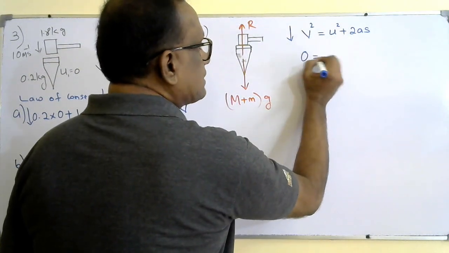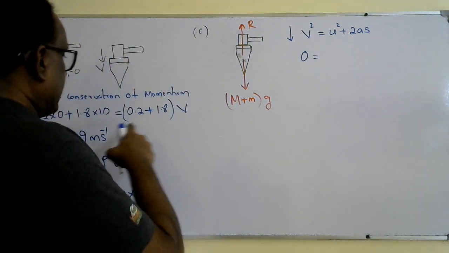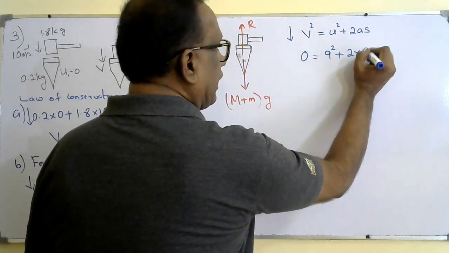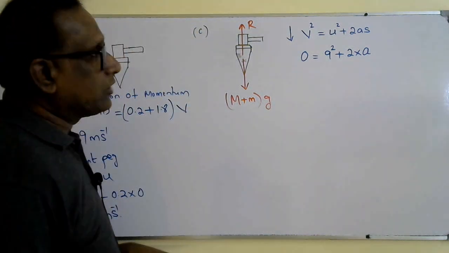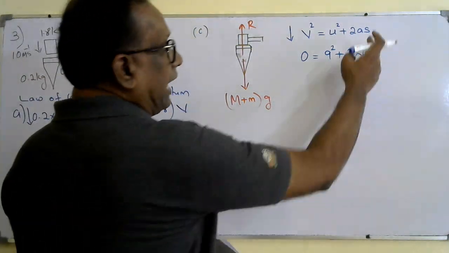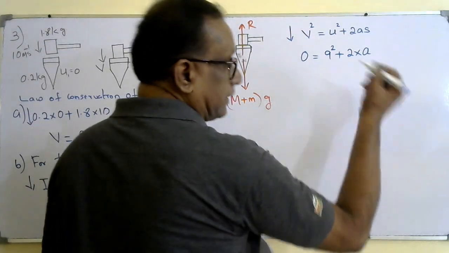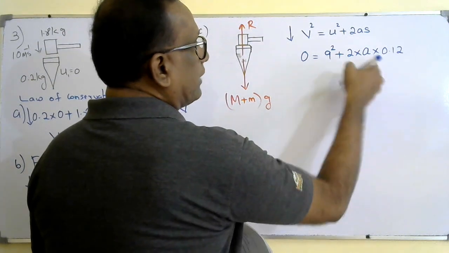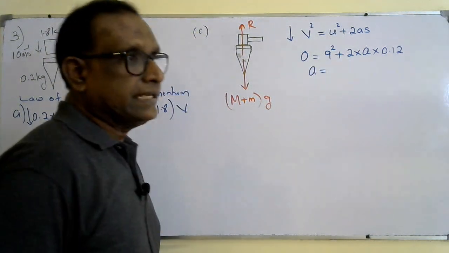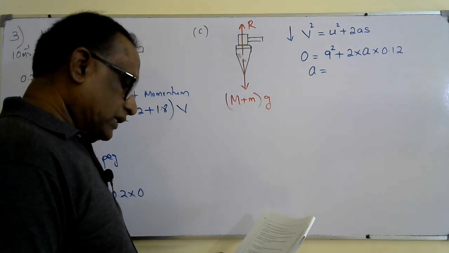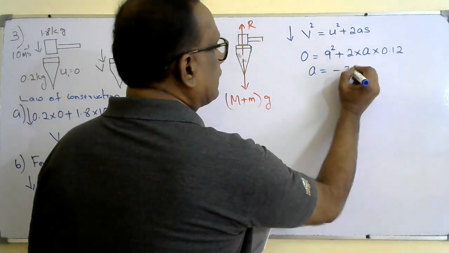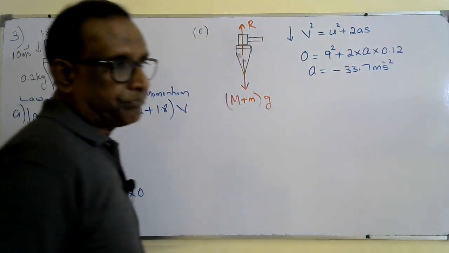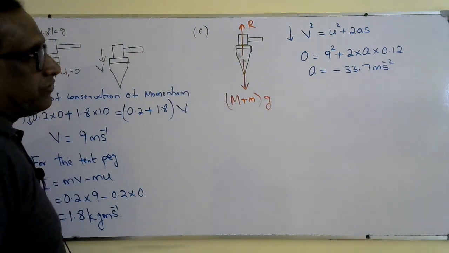Finally, they are coming to rest. When they started the motion their speed is 9, so 9 squared plus 2 times A, which we are going to find. We are going to get a negative answer because it's a deceleration. The distance it moved down is 12 centimeters, converted to meters, 12 divided by 100, 0.12. Solve it. You will get a negative answer for A because they are coming to rest. So A is equal to minus 33.7 meters per second squared. Right. Now we need to find R.